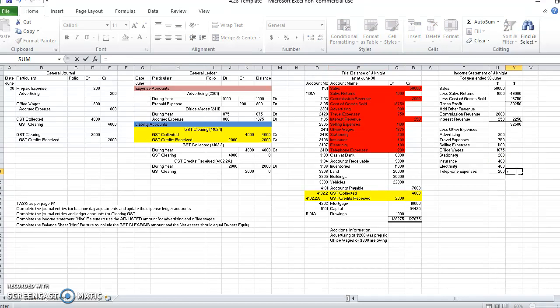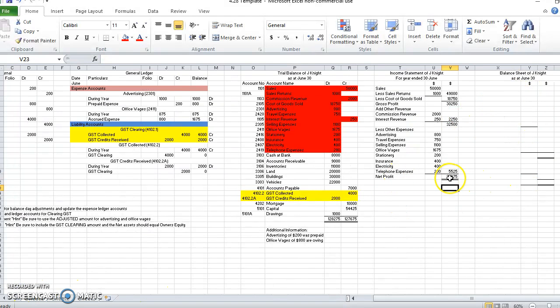Okay, we grab our total of our other expenses and calculate our net profit by taking our gross profit plus other revenue less our other expenses, which will give us our net profit figure. Now we're ready to build our balance sheet. So the net profit is the amount the owner keeps. The owner's account is capital, and capital is part of owner's equity. So this number will travel over to the balance sheet.